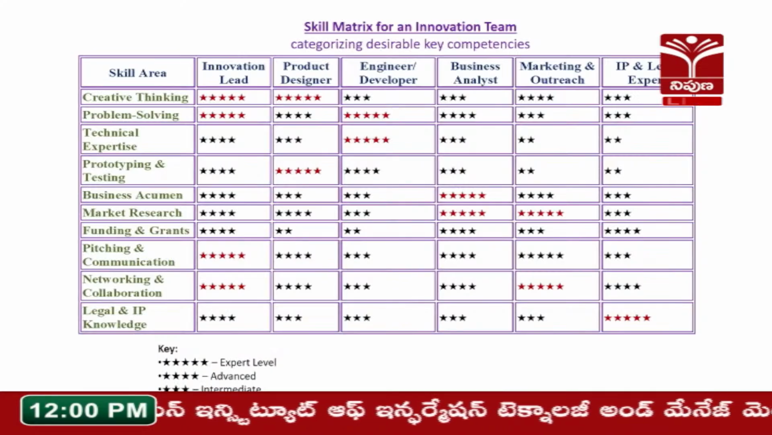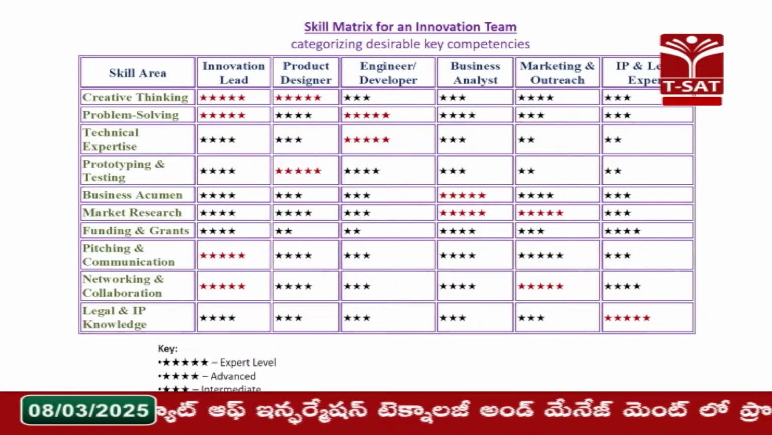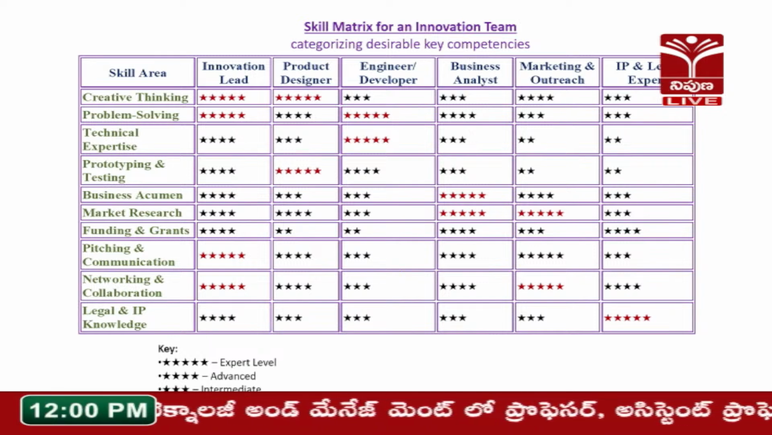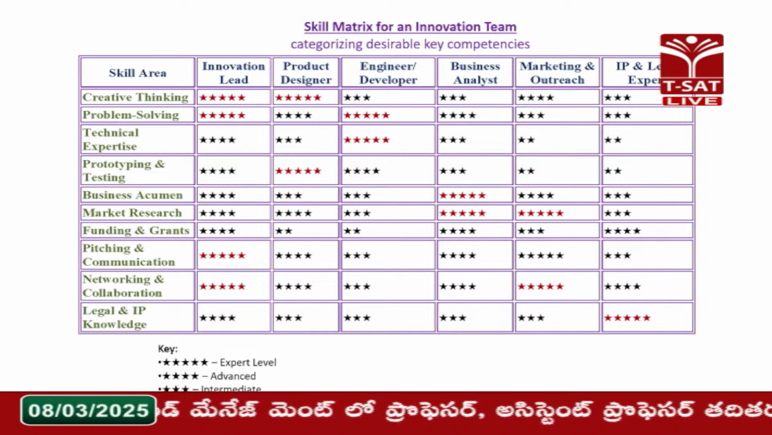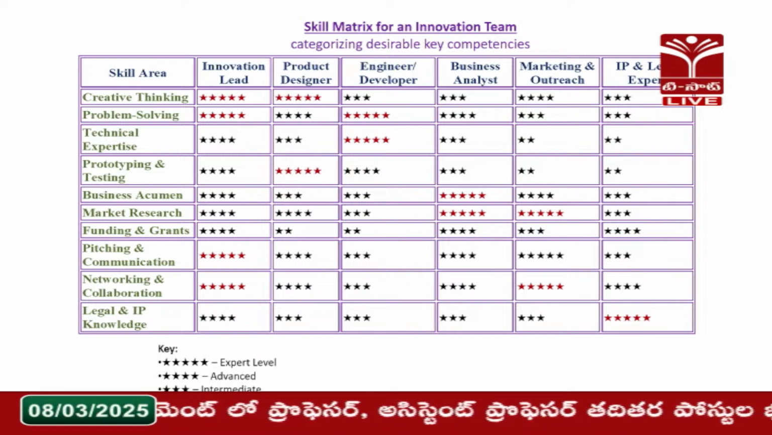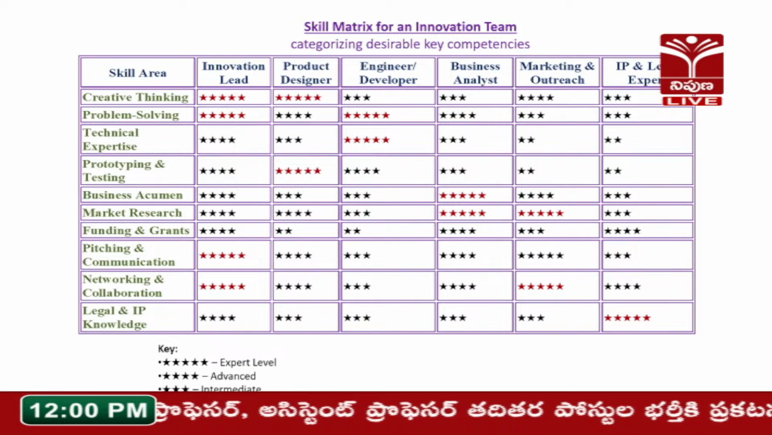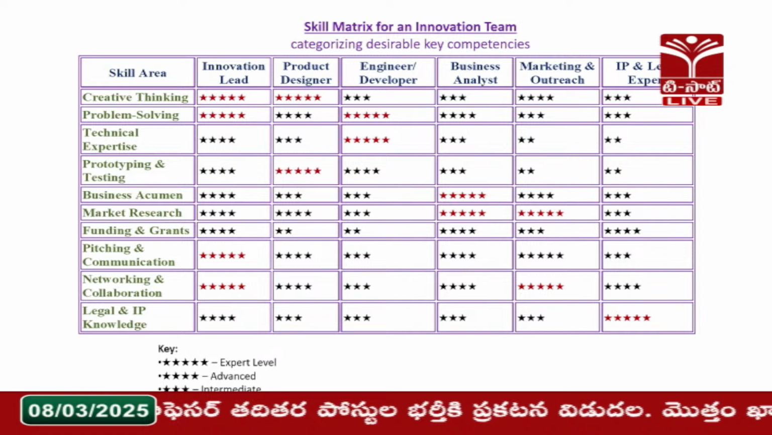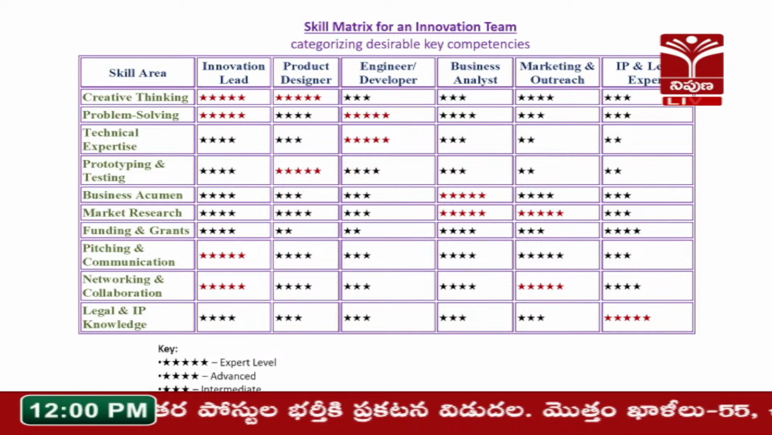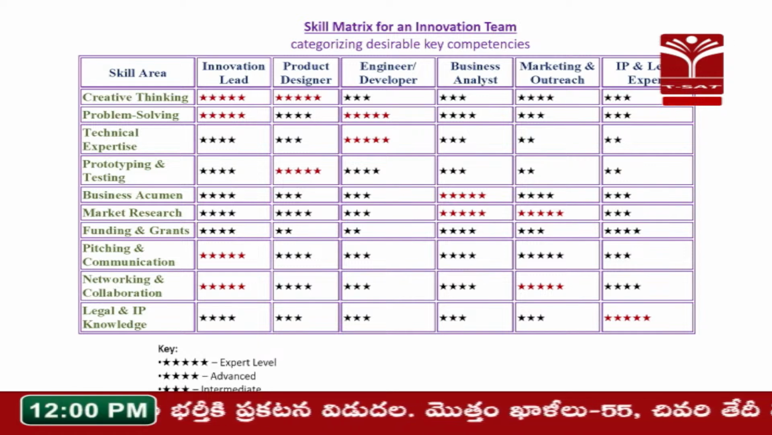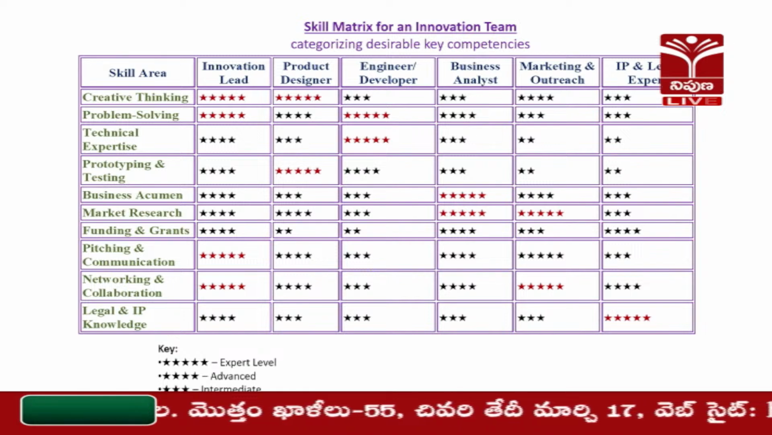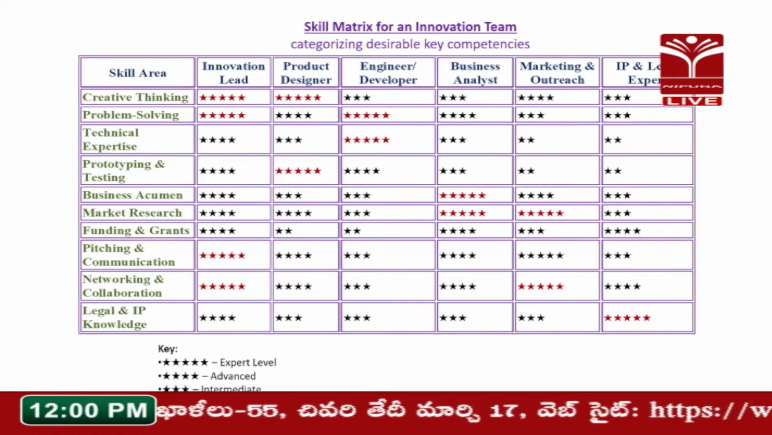This is one point I want to show here. Whenever you have a team, there is an innovation lead, a product designer, an engineer or a developer, a business analyst in your team, all are there. Then these are the competencies: creative thinking, problem solving, technical expertise, prototyping, business acumen, market research. Then funding and grants, who can get them; pitching is very important. How do you pitch your idea? Networking, collaboration, legal, IP. So, innovation lead.